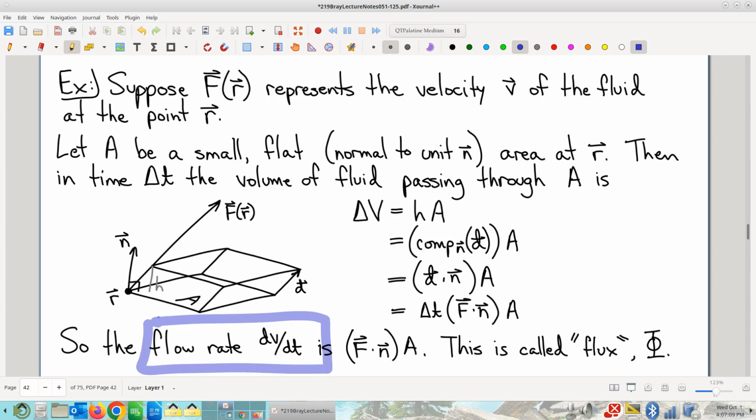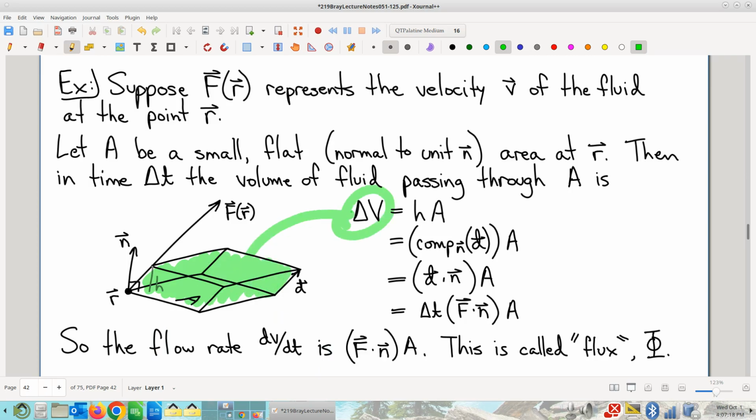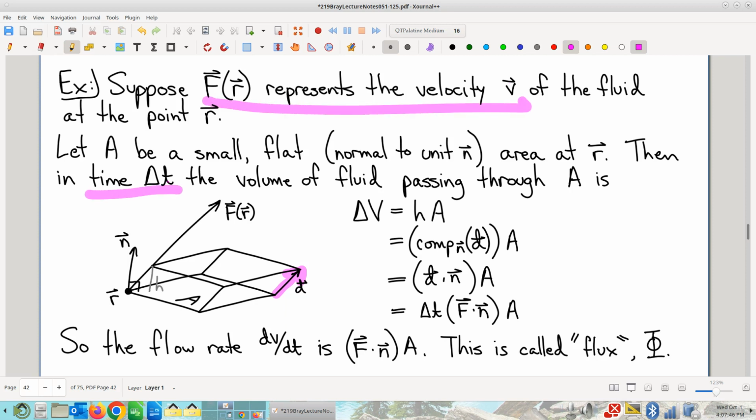So the calculation is pretty straightforward. What I'm going to do is imagine a certain amount of time. In a certain amount of time, there will be a certain amount of volume that will have flowed through my area. That volume, I just have to figure out how to compute. I'm going to make reference to this thing I'm going to call D, the displacement vector. That just says how far any particle of water has traveled while going with that velocity in that amount of time. The water will have flowed a certain amount.